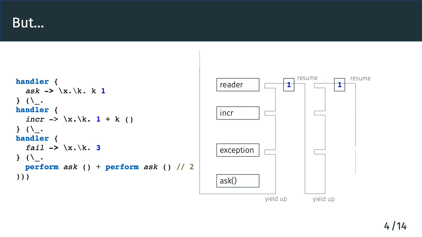As you may have noticed, implementing algebraic effects this way requires special runtime support to yield up, to capture the resumption, and to resume. This is very difficult to add to existing programming languages. Moreover, it is very inefficient. To support two asks, we have to yield up and resume twice. It can be more time-consuming if the handler stack is even larger.